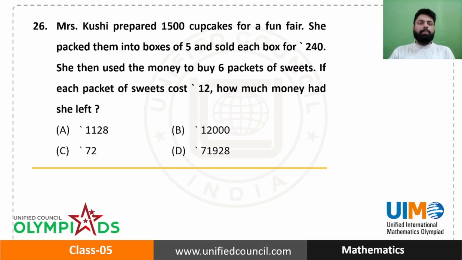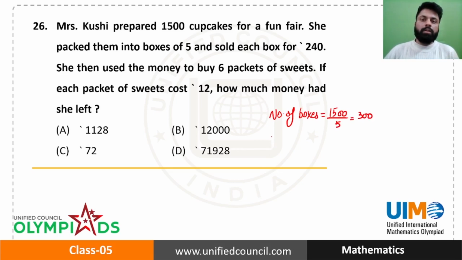Mrs. Khushi prepared 1500 cupcakes for a fun fair. She packed them into boxes of 5 and sold each box for 240 rupees. She then used the money to buy 6 packets of sweets. So see, first of all, number of boxes is equal to 1500 upon 5, that is 300. Amount she earns is equal to 300 multiplied by 240. This is 72 and then followed by 30, 72,000.